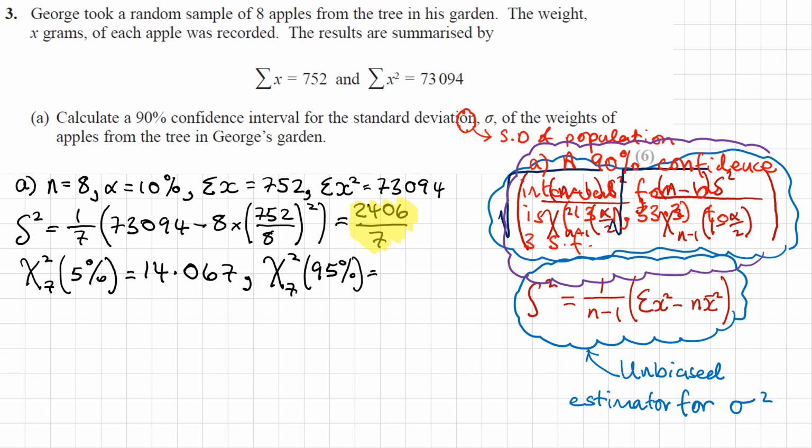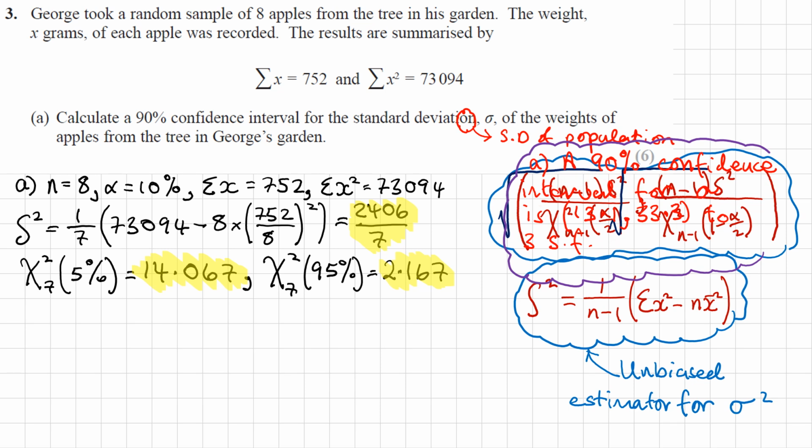In my formula book, it's on page 36. So we're looking at number of degrees of freedom, 7, 95%. And I see 2.167. All right, so let's highlight these because these are going to be the values that we put into our formula. So we're going to be using this up here.